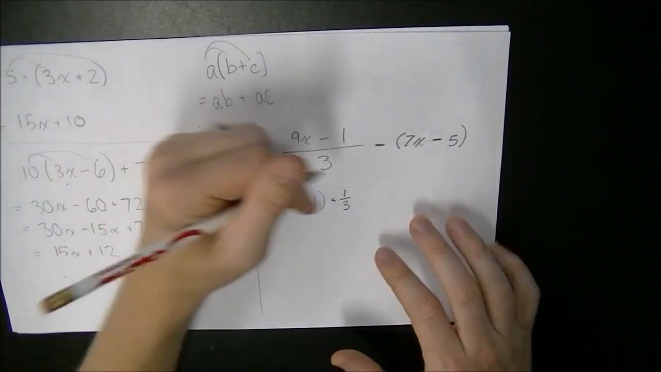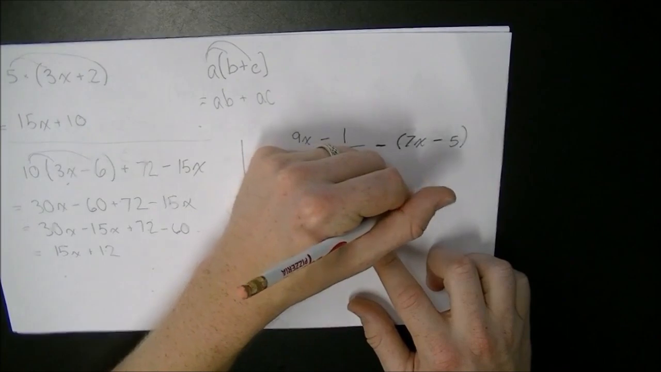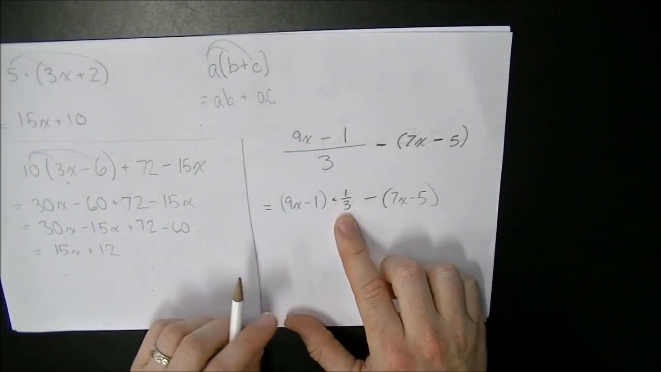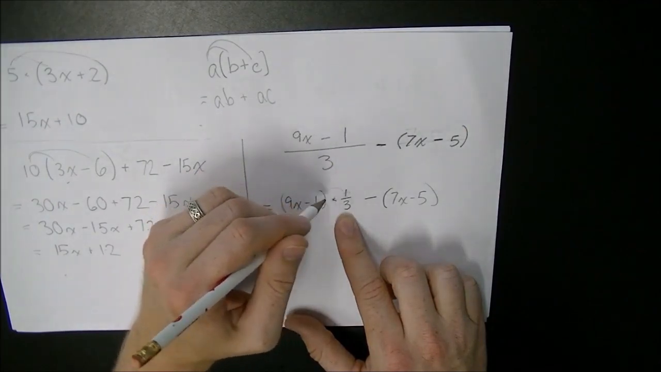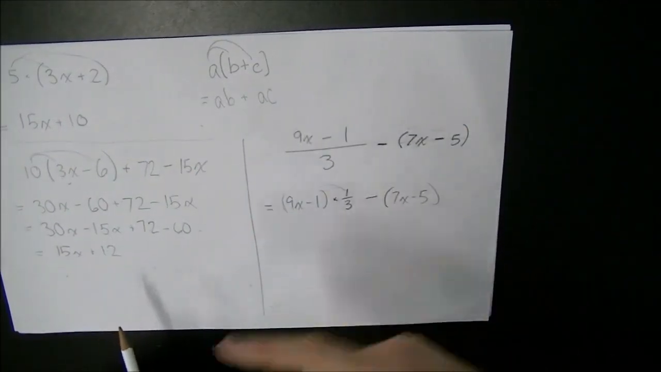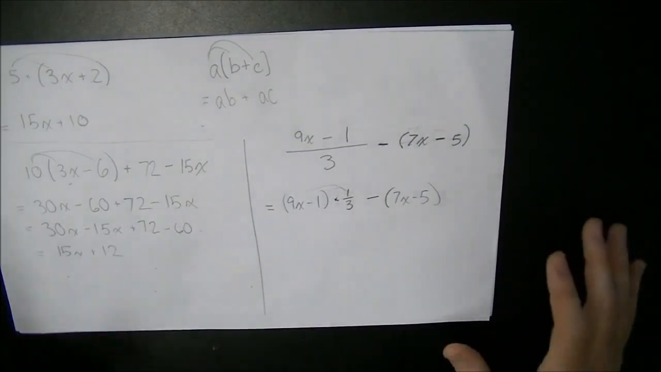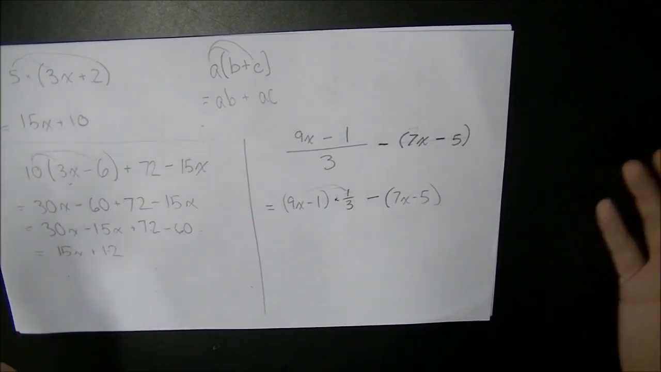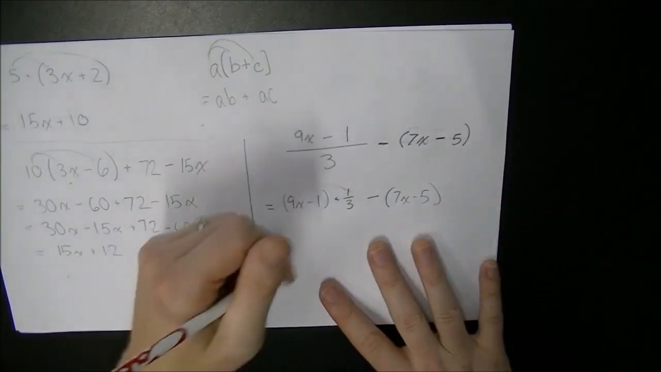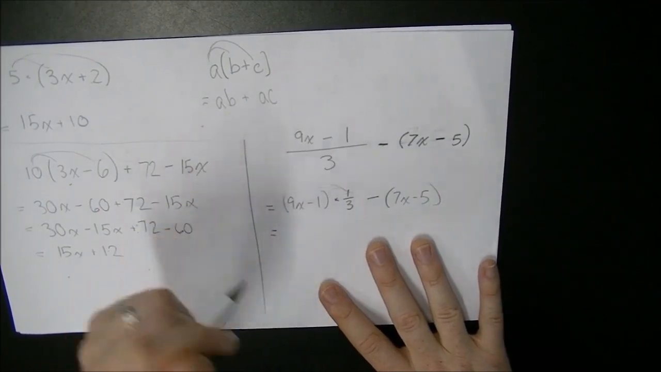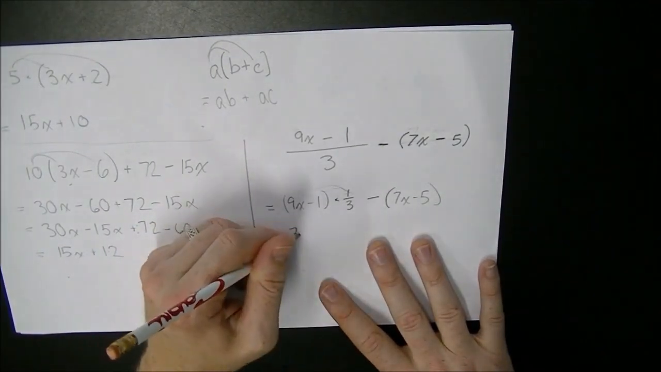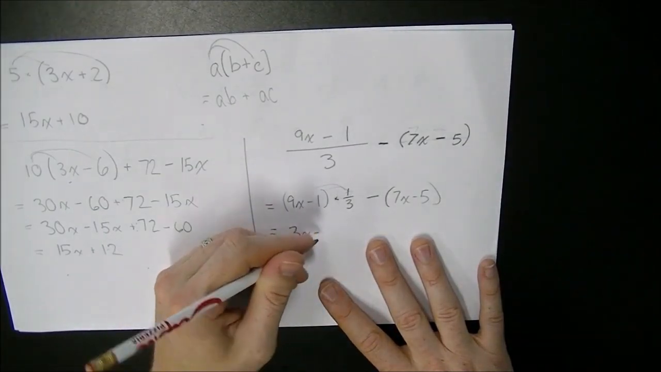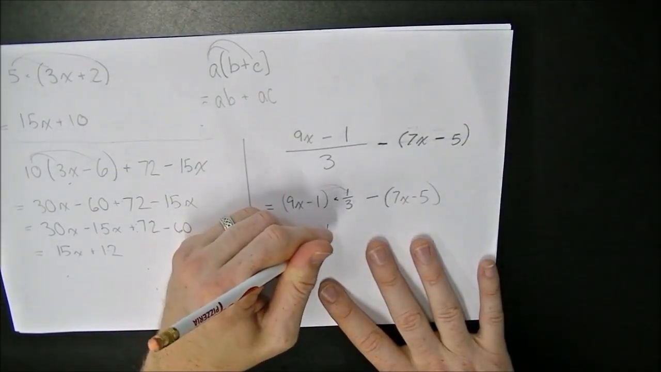And then minus 7x minus 5. Now I could distribute. I can distribute from the other side too. Distribution doesn't have to be just from the left, it could be from the right, and the reason for that is multiplication is commutative, so which side we do it from doesn't matter. So we now have 9 times 1/3, which is 3, so we have 3x. And now we have minus 1 times 1/3, which is 1/3.